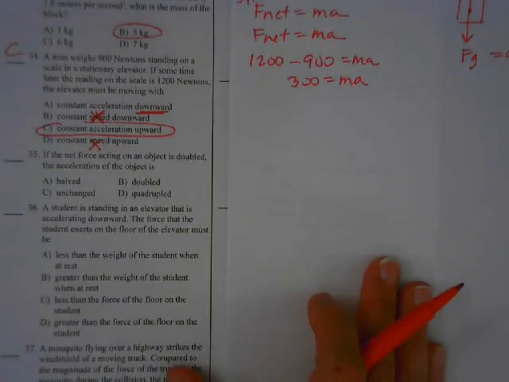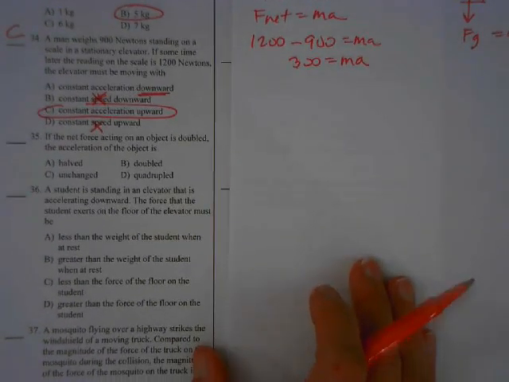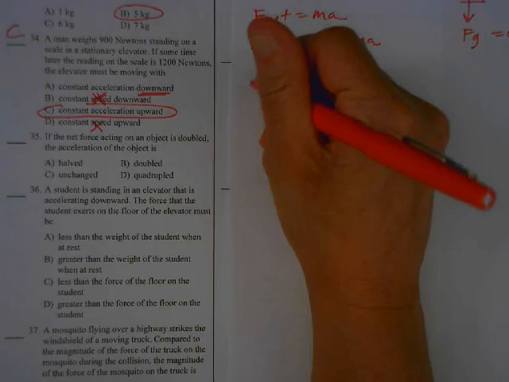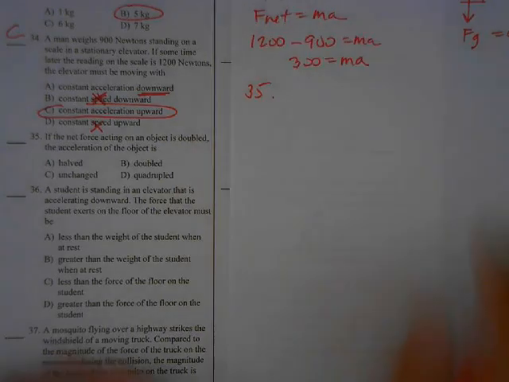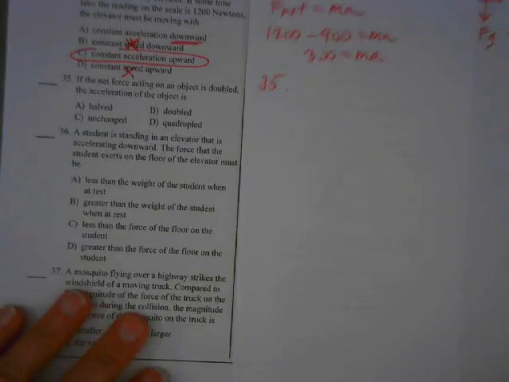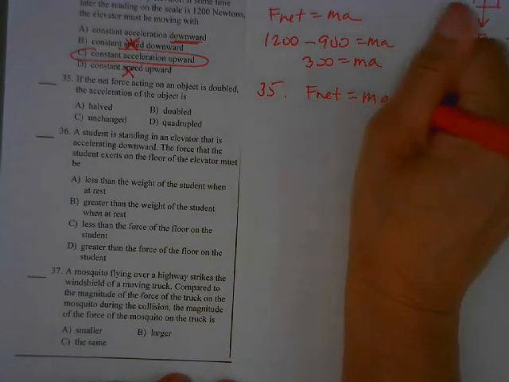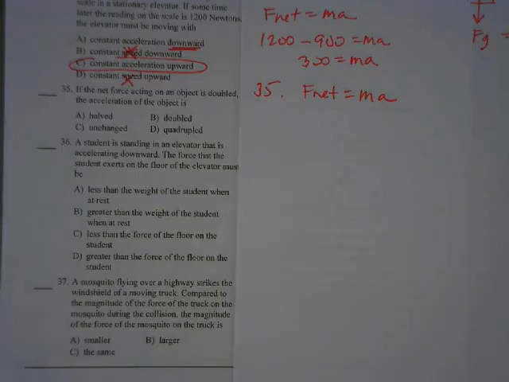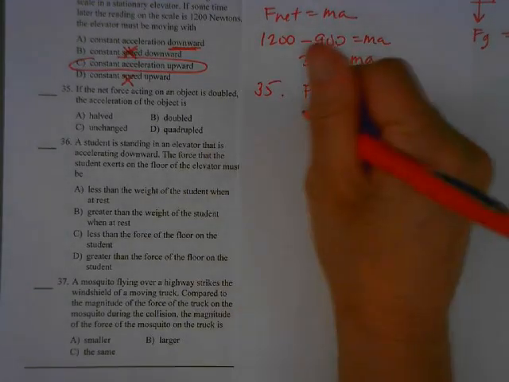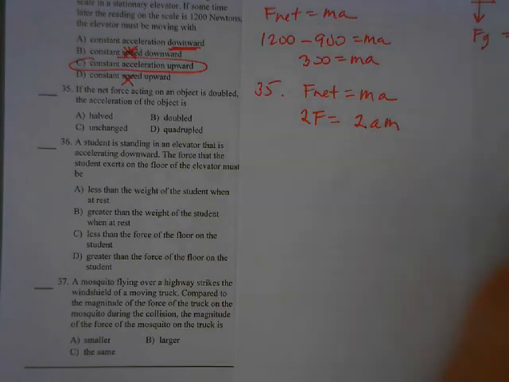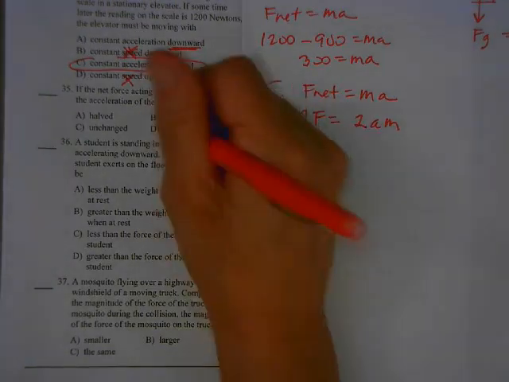All right, number 35. If the net force acting on an object is doubled, the acceleration. So for number 35, I know F net is equal to ma. If this is 2F, it's then going to be 2a times m, and they're directly proportional. So the answer to number 35 is B, doubled.